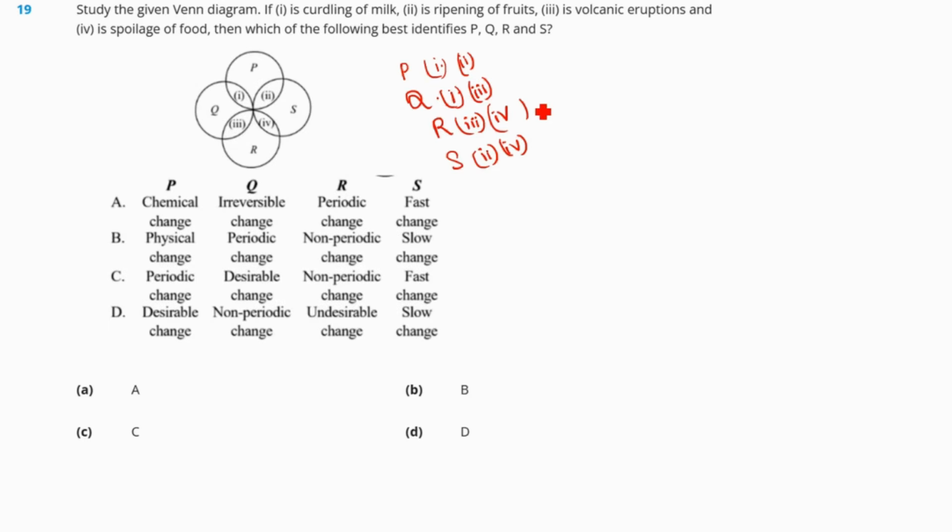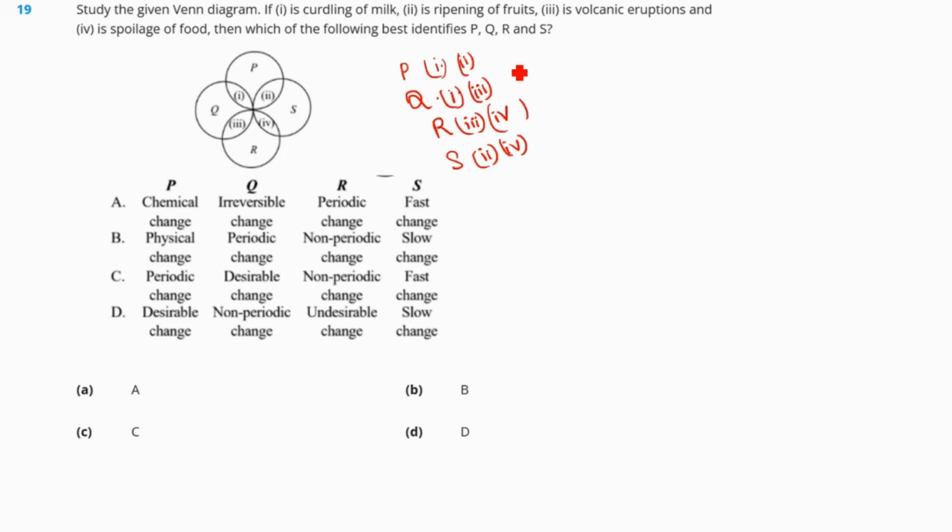P is curdling of milk and ripening of fruit. Curdling of milk and ripening of fruits are desirable changes. So this is desirable. Okay. Q is 1, curdling of milk, and volcanic eruption. Non-periodic. R is 3 and 4. 3 is volcanic eruption and spoilage of food. Undesirable. You don't want this, right?